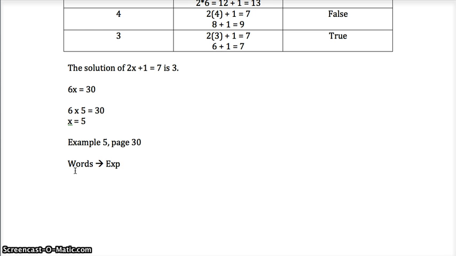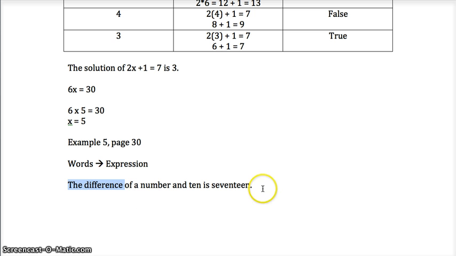So it's going to look a little bit different than what you're used to seeing, but follow along with me. The difference of a number and 10 is 17. Okay, so let's break this word expression apart and then we can get it into numbers. So the difference, we know that the difference tells us to automatically subtract. So we know that we'll be subtracting something. And then we have a number.